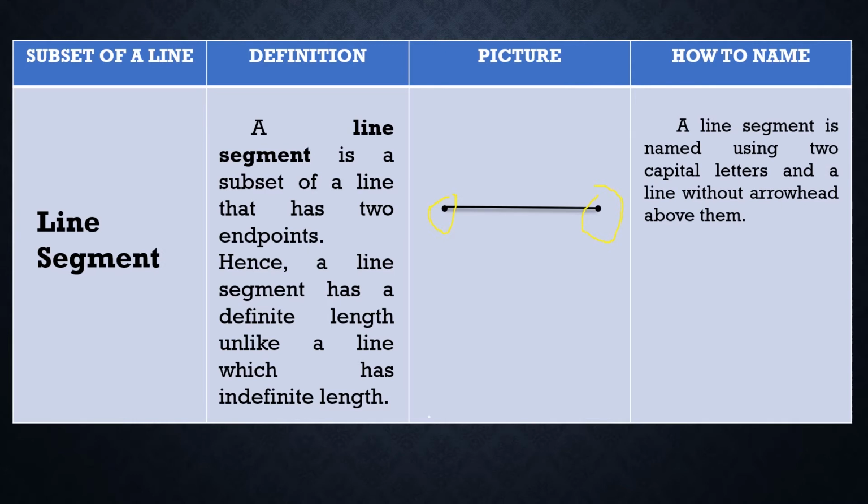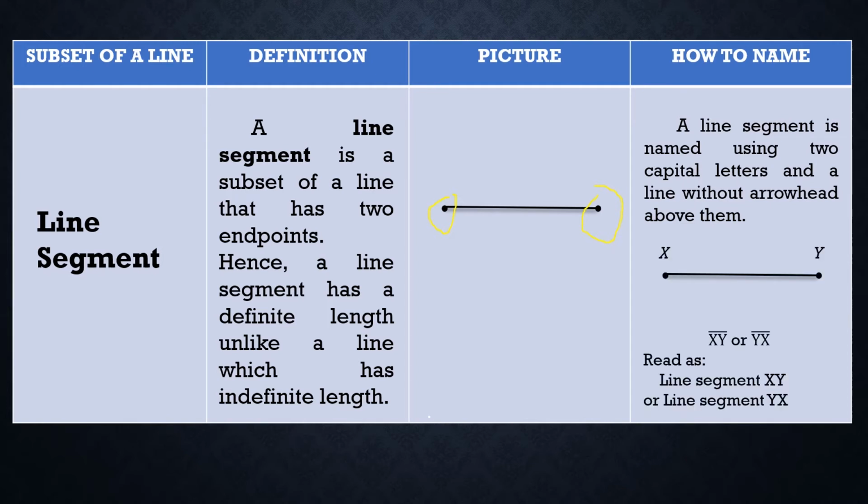So, to name a line or a line segment, we can use, again, two letters. This time, yung symbol na ilalagay natin sa taas, wala ng arrowhead. Kasi nga, yung sa magkabilang dulo ay endpoints. So, suppose we have this example. So, we can name this one as line segment XY, or you can also name it as line segment YX. So, ito na yung magiging symbol natin sa pag-name natin sa line segment na given.